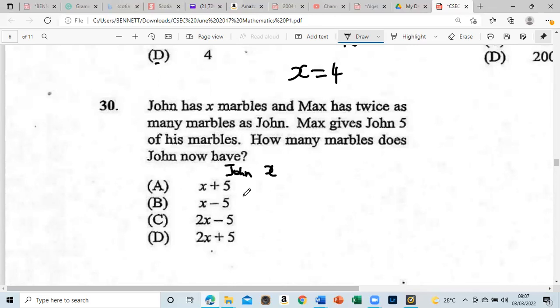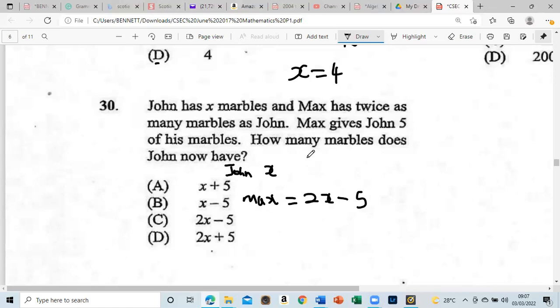Max has twice, so guess what? It's a Max, you know. Max has 2x. Max has twice, so twice will be 2 times, right? So Max gives John 5 of his marbles. So Max will now be 2x minus 5, as Max gave 5 of his. How many marbles does John now have?